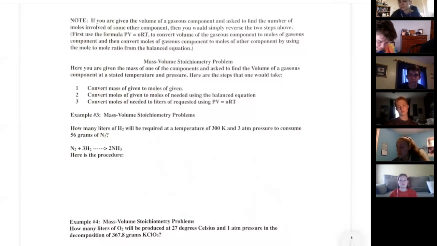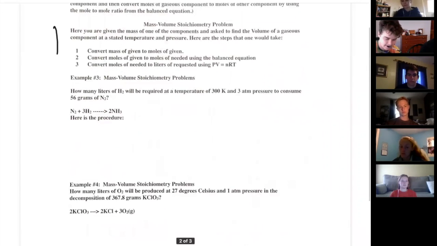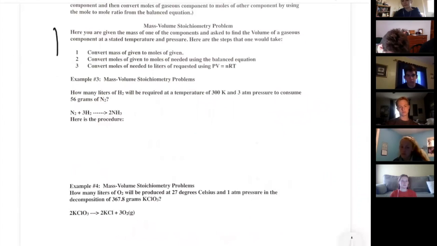Okay, so here is another one, mass to volume. So here we have three different steps. You're going to convert the mass to moles, then you're going to use the mole ratio, then you're going to use PV equals nRT. So it's just an additional step because you have to get the given mass to moles.